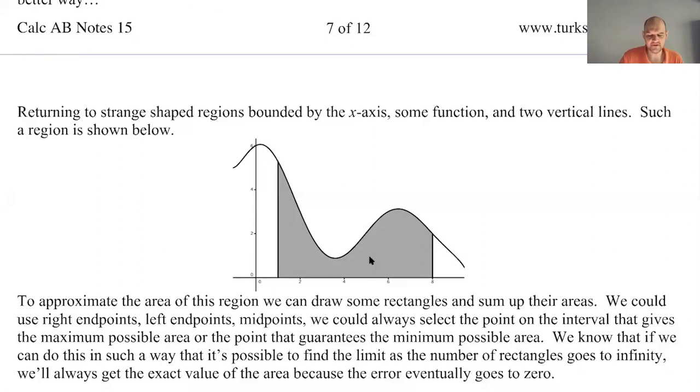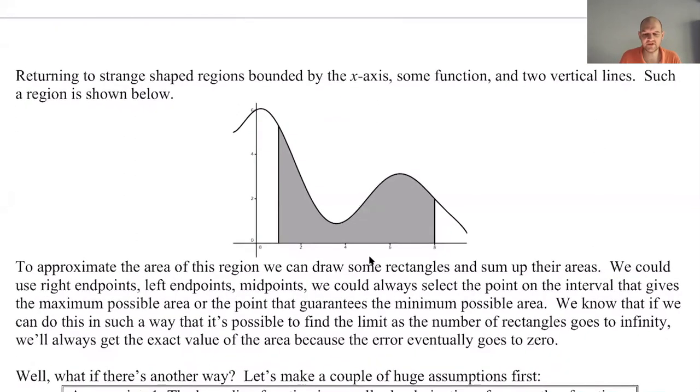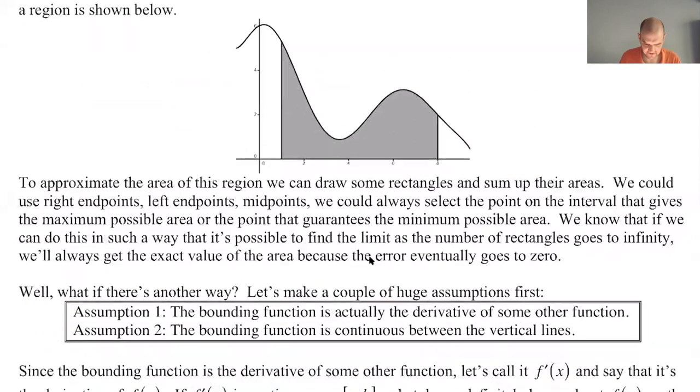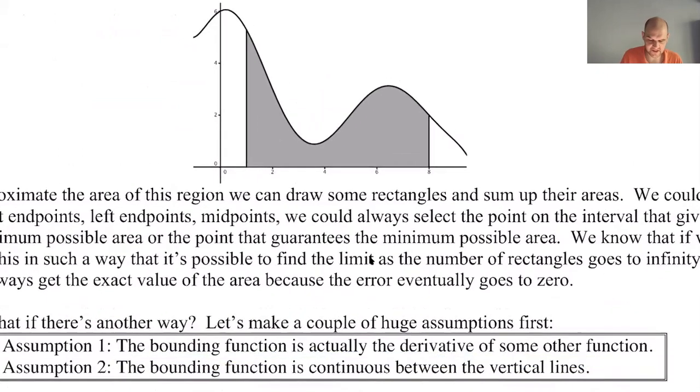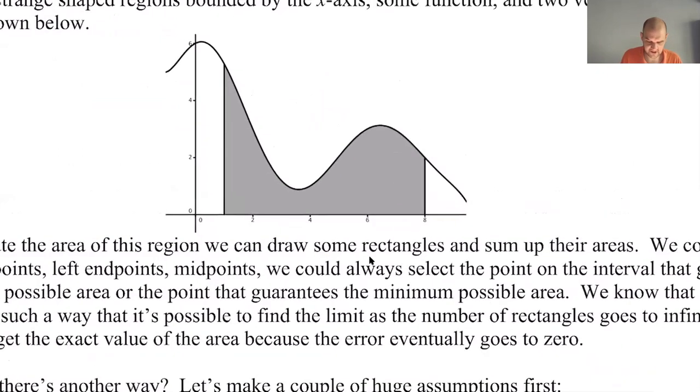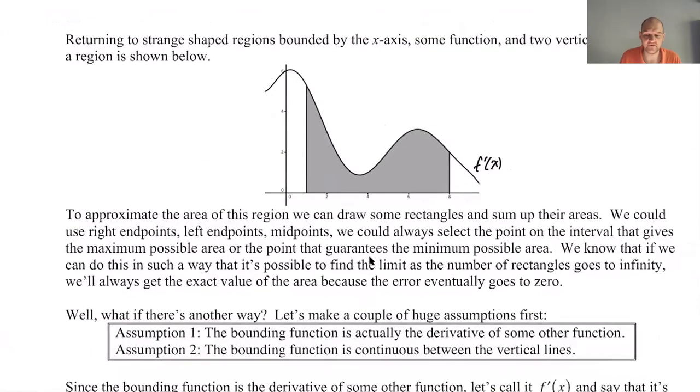What I'm going to do is make 2 assumptions to sometimes make life easier. The first assumption is that the bounding function is actually the derivative of some other function. So what we're saying is that this function that we're going to integrate is actually f prime. We're just making that claim. It's not always true, but we're going to assume that it is, work off that and come to a conclusion. And then it'll be true every time we can make that assumption.